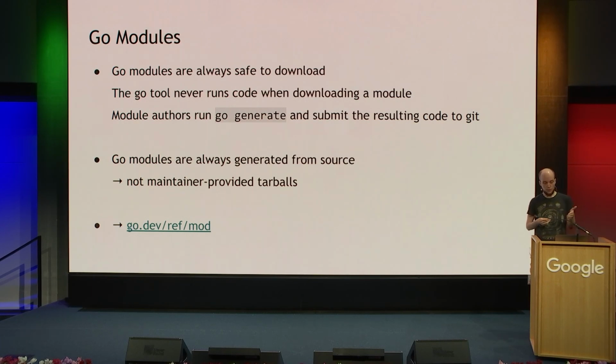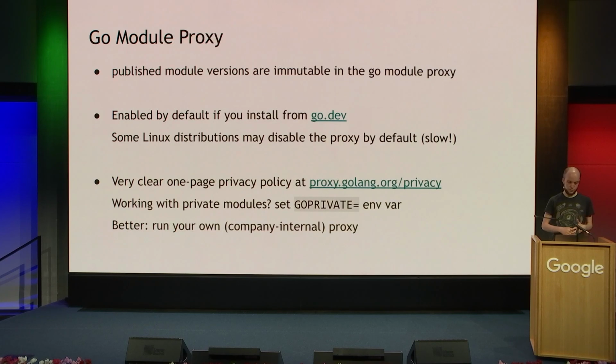Notably, also, when I talk about code, Go modules are always generated from source. So there's not a maintainer step where you need to create a tarball where you might, I don't know, inject a vulnerability into the tarball, hypothetically speaking, right? It doesn't happen in Go, because that's not how the Go modules work, right? They just fetch the source code from Git, and that's all there is to it. You can read at go.dev/ref/mod much more detail about the modules.